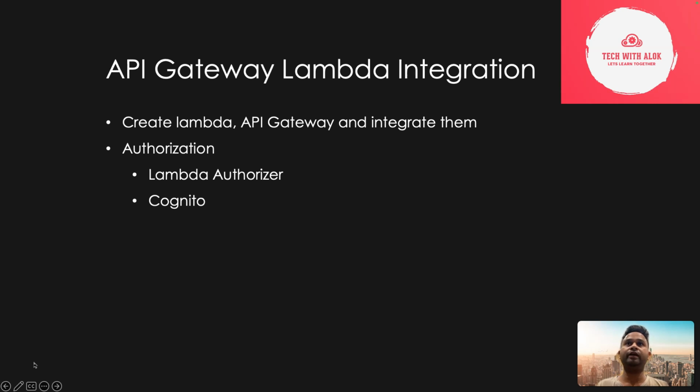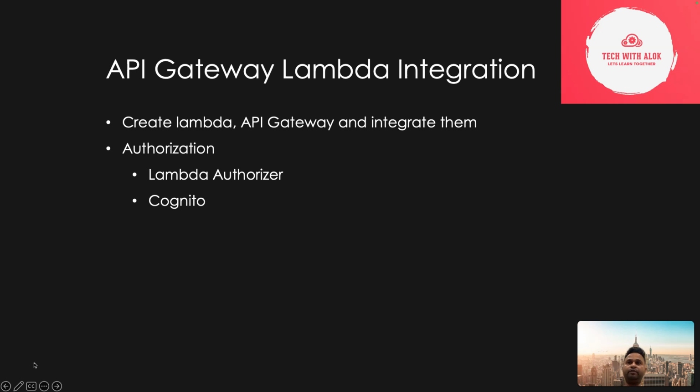We will create an API gateway and a Lambda and we'll try to integrate both of them. To test them, we'll send a request from API gateway to Lambda, and Lambda will process the request and the response will come back to the API gateway.